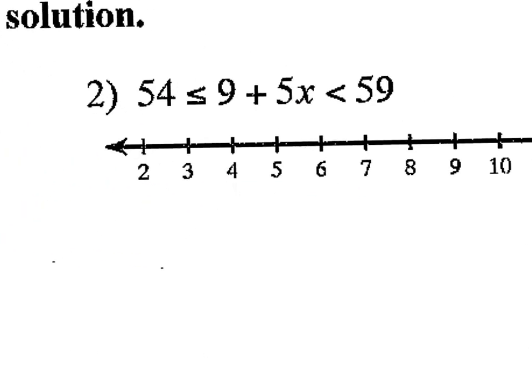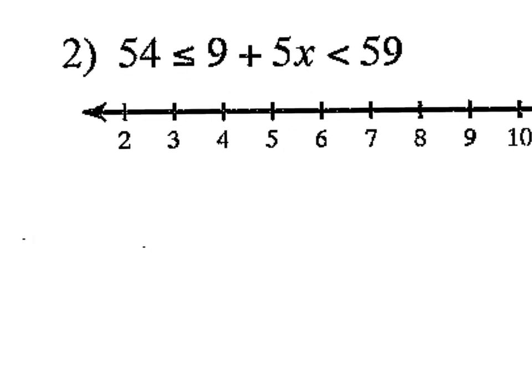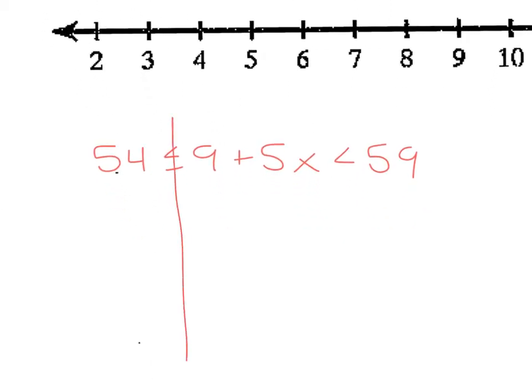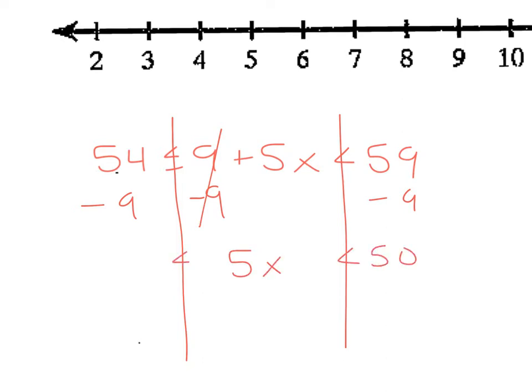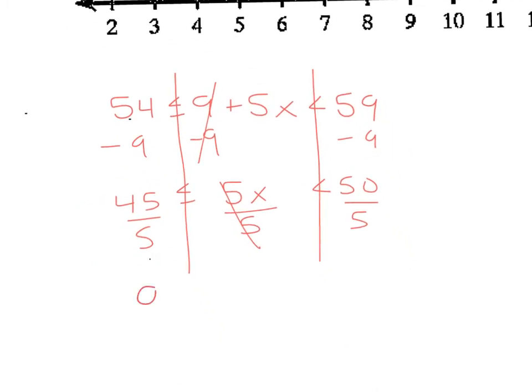Okay, let's try another one. This is going to be the same thing. I'm going to go ahead and write this down below just so I have a little more room to work. Okay, and I'm going to draw my walls. I'm going to start by subtracting 9 off of all 3 parts, right? So that cancels. I have a 5x left in the middle, less than 50, less than or equal to 45. Now I'm going to divide by 5 on all parts. And again, I'm going to get negative 9 less than or equal to x less than 10.